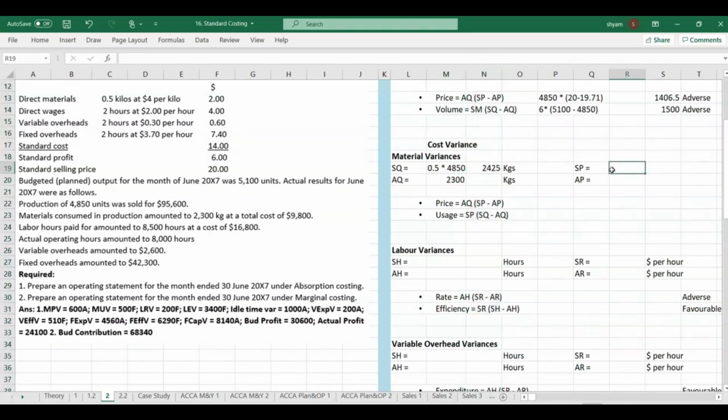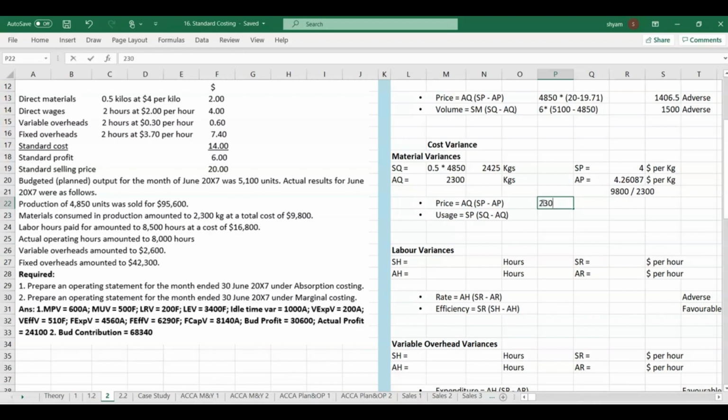What is the SP? Standard price is $4 per kg. What is the actual price per unit? That we have to find out. It's not directly given. So how do we find it out? 9800 amount is spent and 2300 kgs have been bought. So what would be the price? $4.26.